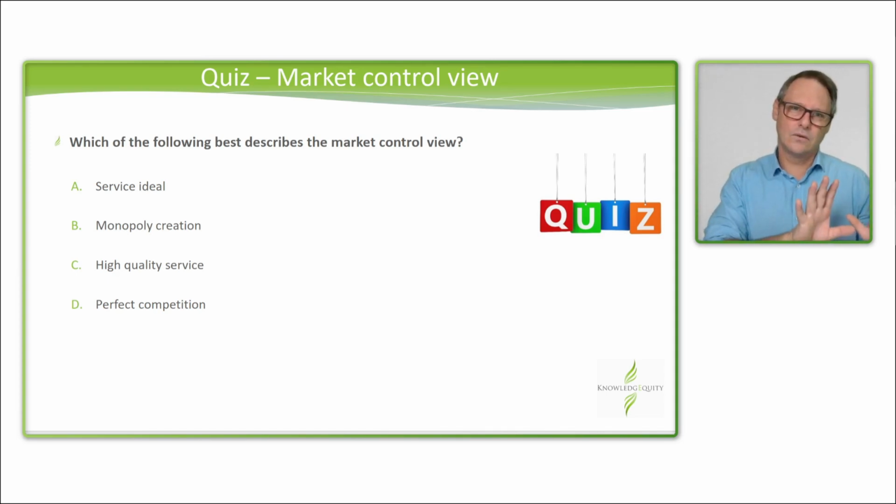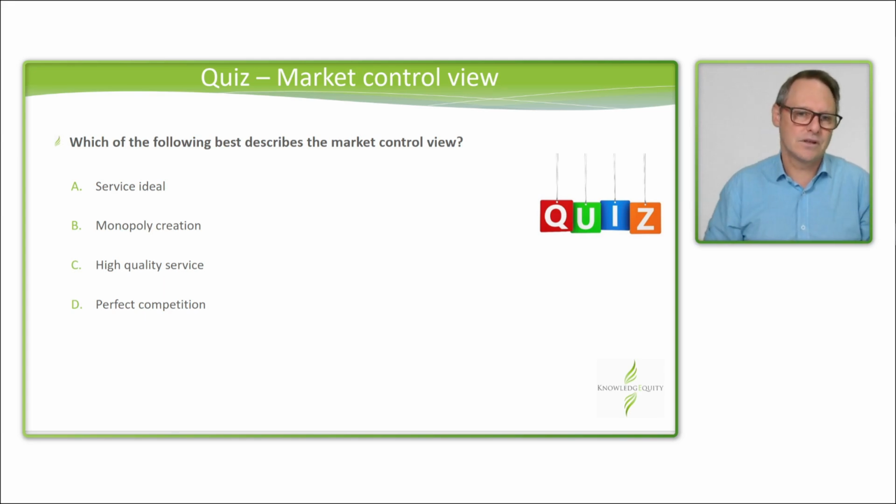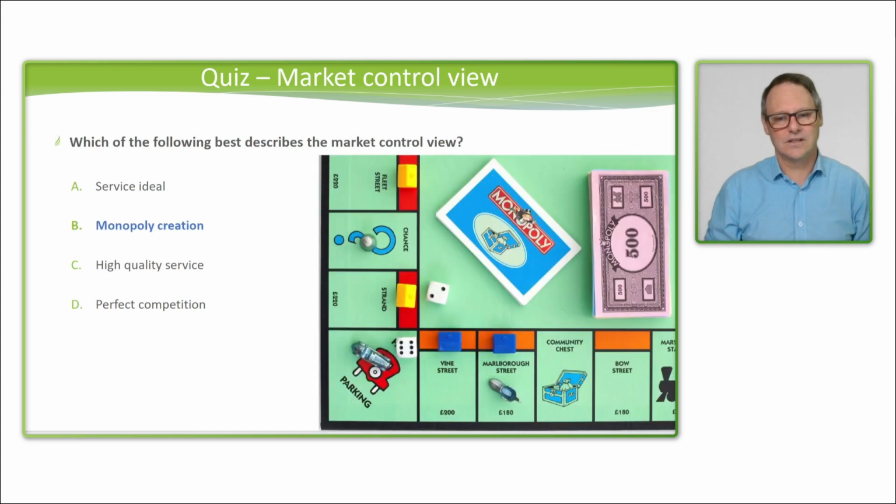So the final part of this section is the idea of the market control view. And we'll explore this in a bit more detail because some people find this tricky to understand. But firstly, which of the following best describes it? And what we have in this view is the opposite of the traditional idea of an accounting profession. So the answer is monopoly creation.